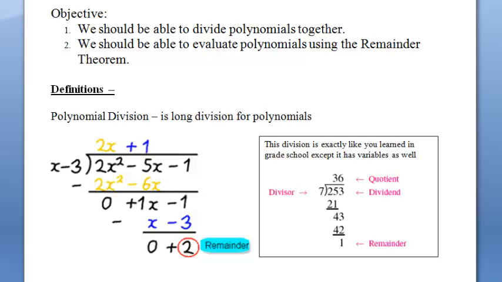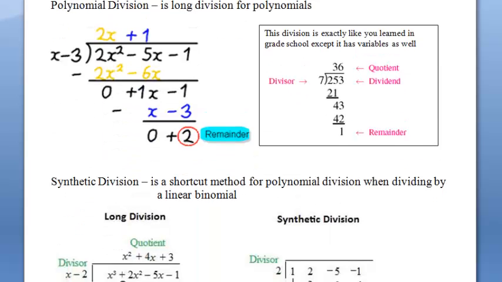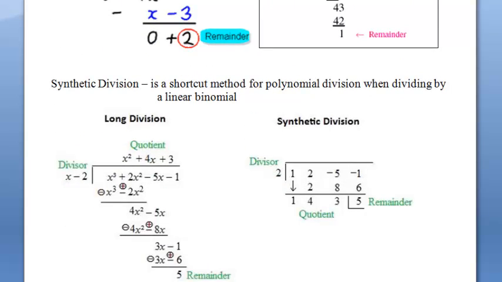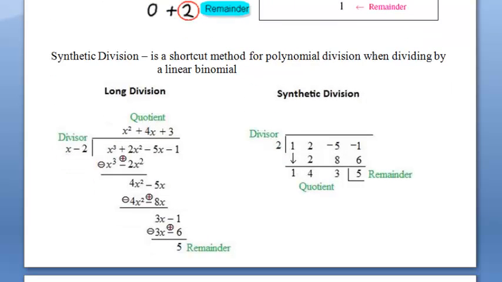Obviously, it's a little bit different because we're dealing with polynomials instead of numbers, but it's pretty much the same idea. All right, let's talk about synthetic division. This is actually just a shortcut. It's a shortcut for what we just learned. So you might like this a little bit better.